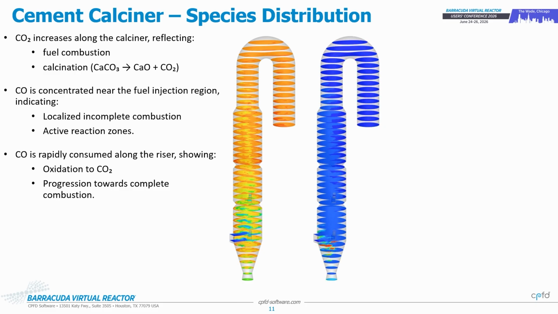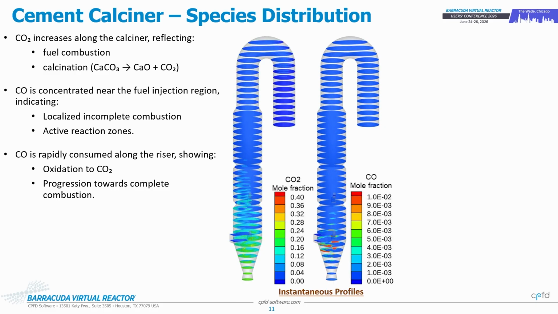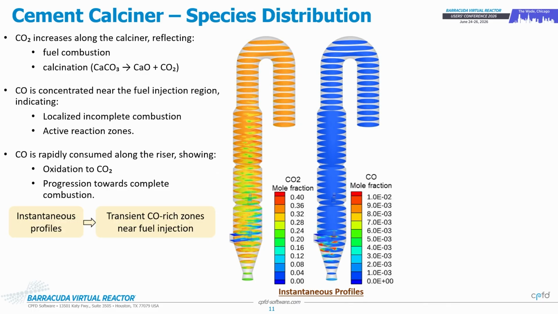Now we'll again follow the same approach. We'll have the instantaneous profiles on the left, and then we look at the time average profiles. So here we are looking at CO2 profiles on the left, and then the CO mole fractions on the right. And what we see here is, as expected, near the fuel injection zones, we see spikes of high concentrations of CO. This is where the volatile oxidation and the char reactions are most active.